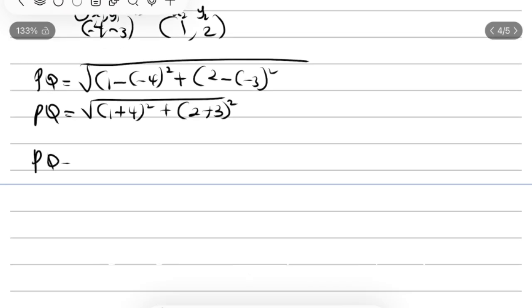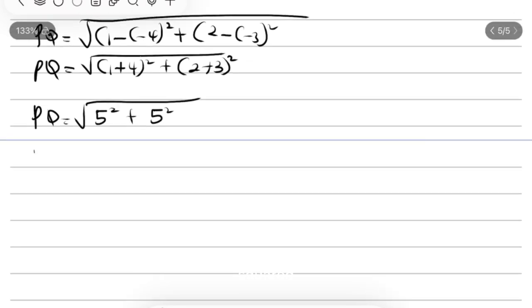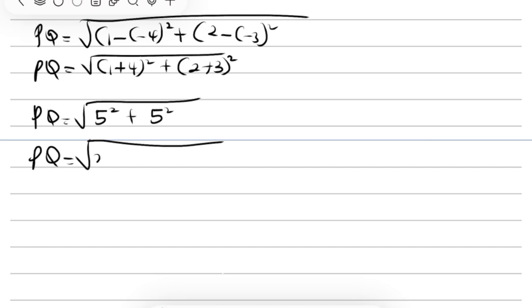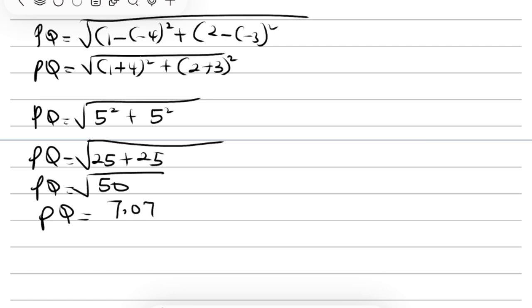So what do you have now? PQ is going to give us 1 plus 4 is 5 squared, plus 5 squared, which will give us PQ equals the square root of, what is 5 squared? That means 5 times 5, which is 25, plus 25. So our PQ is going to give us root 50. And what is root 50? Let's check that out. Root 50 is 7.07 units, which is to 2 decimal places.